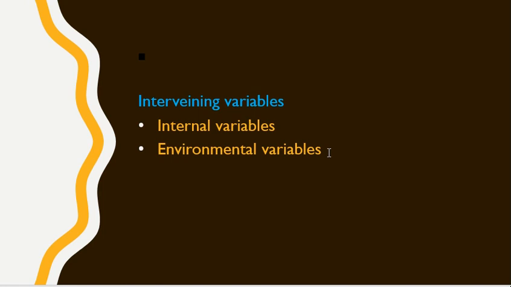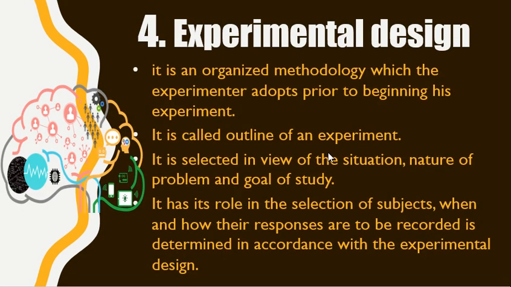So, the next stage of the experimental method is experimental design. Okay, what is experimental design? It is an organized and phased methodology which the experimenter adopts prior to the beginning of his experiment. We design our experiment. It is an outline of an experiment. Experimental design has the same importance in the experimental method as the map has in the construction of a house. So experimental design is an outline of an experiment.